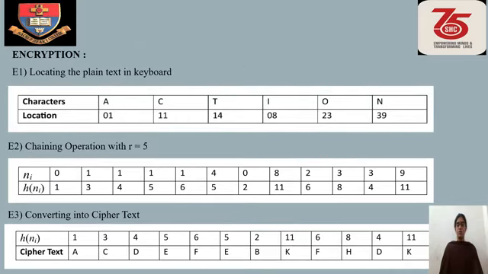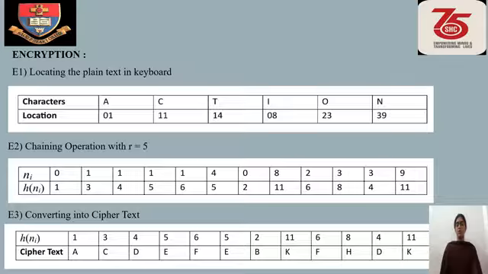First is the encryption process. Step 1, locating the plain text in the keyboard. For the plain text "action", each alphabet is replaced by the corresponding numeral value. For example, A is replaced by 1, C is replaced by 11, T is replaced by 14, I is replaced by 8, O is replaced by 23, and N is replaced by 39.